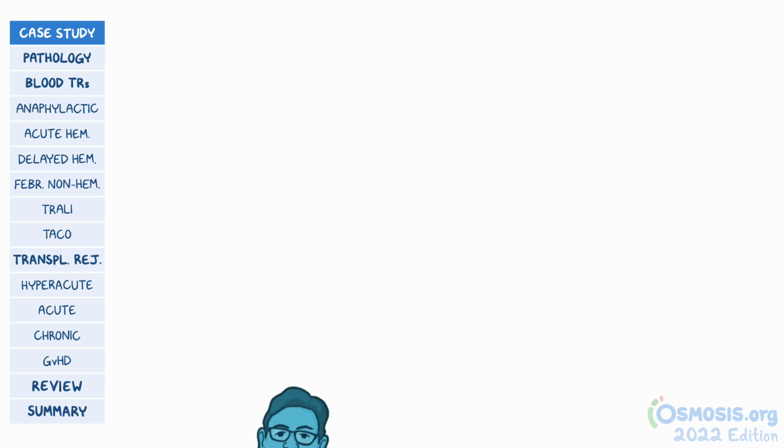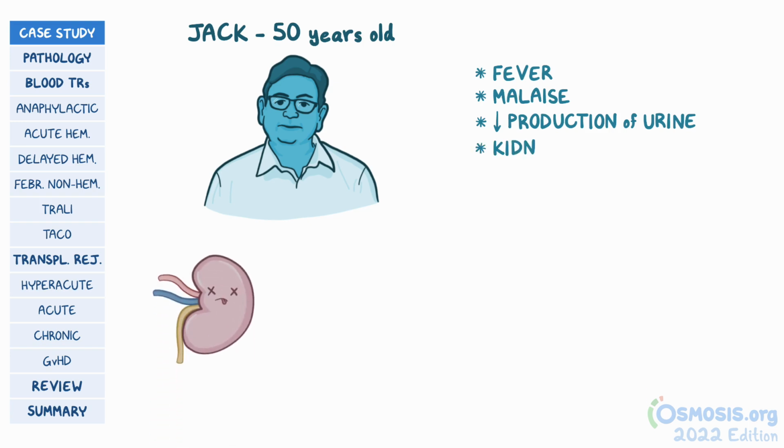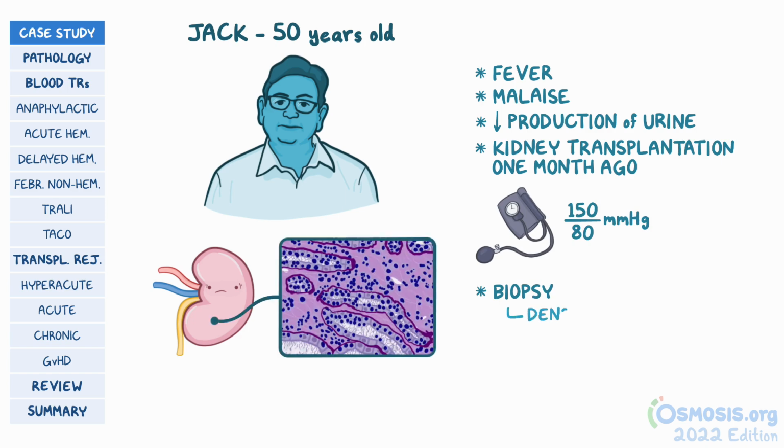Some days later, you see 50-year-old Jack, who's complaining of fever, malaise, and a decreased production of urine for the past 2 days. On further questioning, Jack tells you that he underwent a kidney transplantation 1 month ago. Upon examination, you realize that he has high blood pressure, 150/80 millimeters of mercury. You decide to perform a biopsy of his transplanted kidney, which reveals a dense lymphocytic infiltrate.